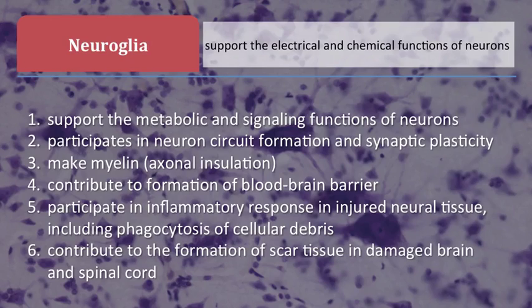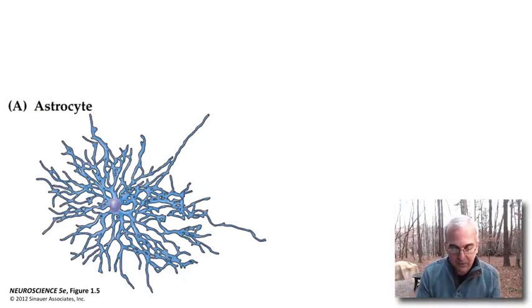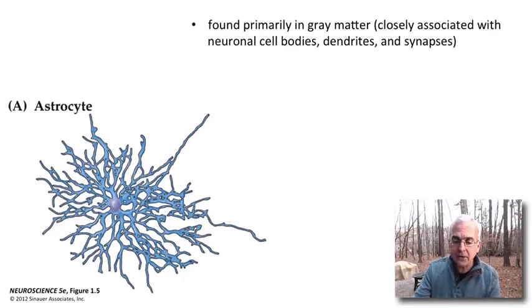All right, now let's consider different types of glial cells, beginning with what is in some respects the most complex of the three major types of glial cells, the astrocyte. So here's an illustration of an astrocyte from your textbook. And astrocytes are primarily found in gray matter. And the reason is that they're closely associated with the cell bodies, the dendrites, and the synaptic connections of neurons. And as you'll recall from our first tutorial, these are all cellular components that are found in gray matter.